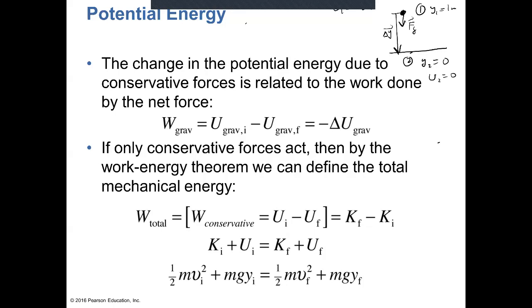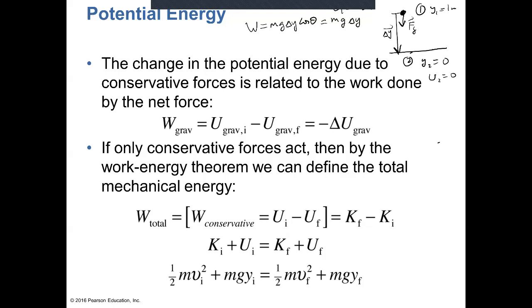I can calculate the work done by this force, which is its magnitude, mg, times delta y, the displacement, times cosine of theta. Theta is the angle between the force of gravity and the displacement delta y. You can see both are in the same direction, so theta is 0. So it's basically mg delta y.